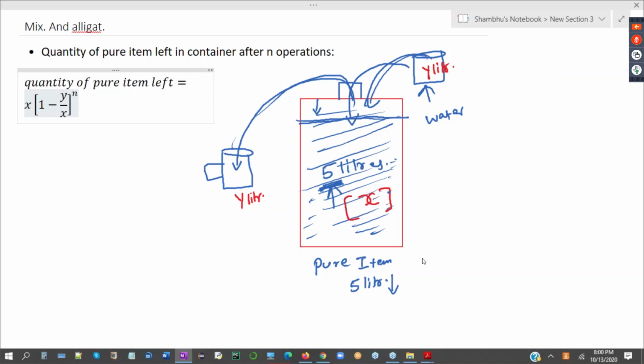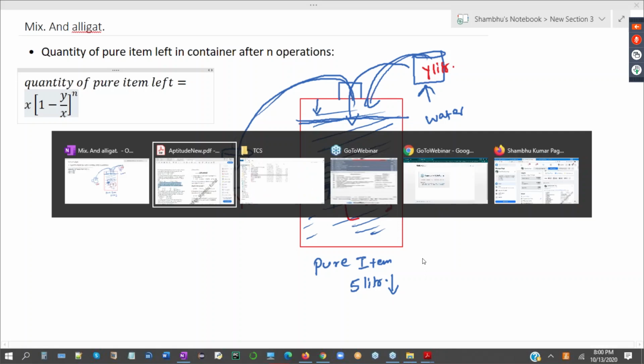A very simple question will not come. Practice some questions on this pattern. This point comes in mixture and allegation. Many times this point is used, and many times questions have been asked from this point. So let me ask you one question, so answer me this one.